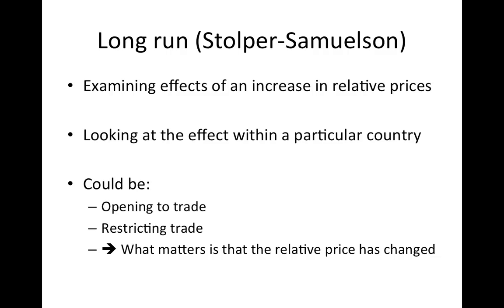We have something that is causing relative prices to change, and that could be, for example, a country opening up to trade. It could be a country restricting trade in some way. The critical aspect is that relative prices have changed for some reason. Now, I should say that we're doing this with the assumption that technology has not changed, so that we've got a given production function, and we will take that as given and see how the economy adjusts in other ways.